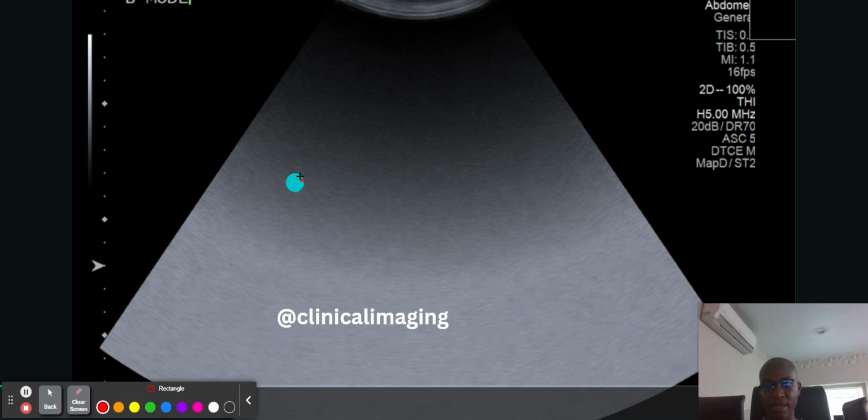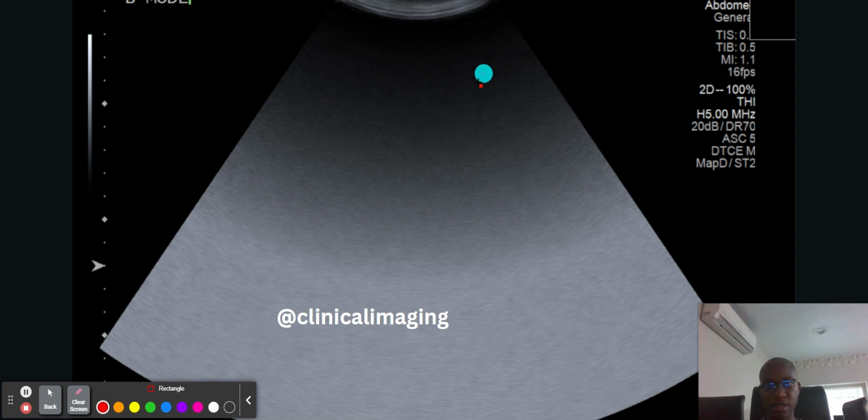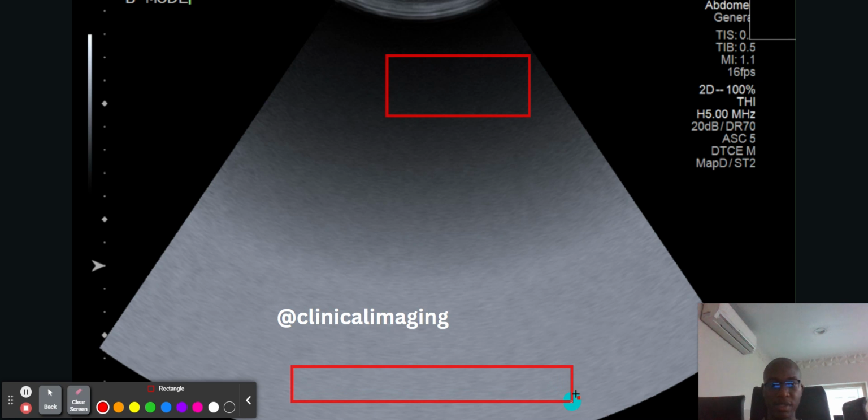Right here we have this region, which is the region of the near field, and this is the region of the far field. This place is closer to the skin, and this place is further away from the skin.